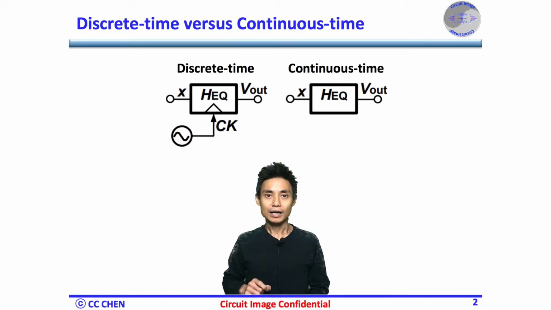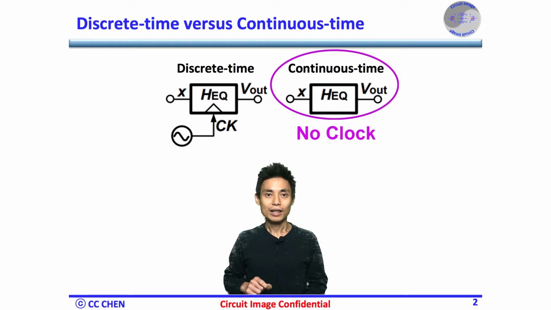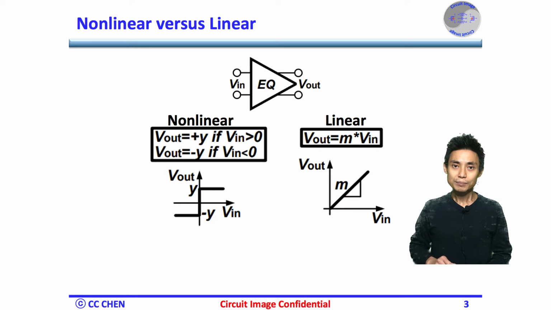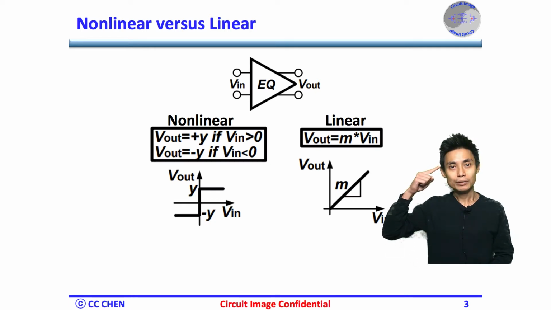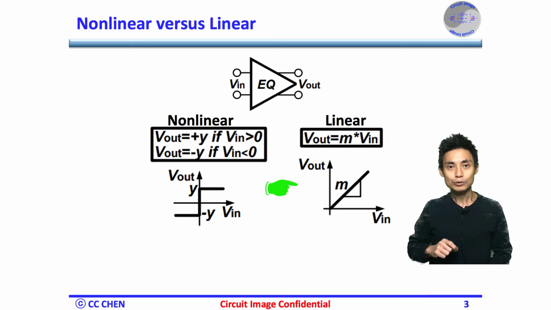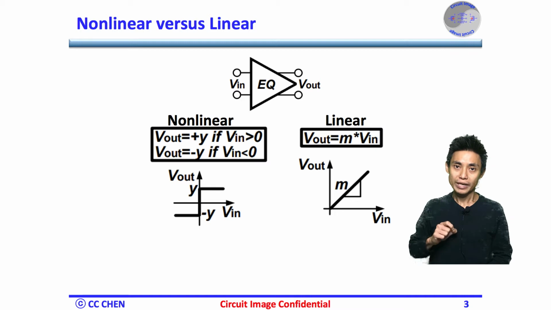If there's a clock, that's a discrete time equalizer. If there's no clock, that's a continuous time equalizer. What does the linearity mean? Think about a simple mathematical image for 5 seconds. Exactly. The straight line in the transfer function of the Vout versus Vin implies the linear relationship between the output and the input. In other words, the output is proportional to the input if the relationship is linear.